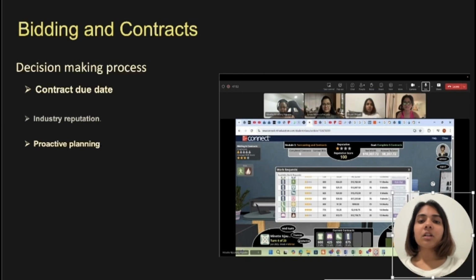Industry reputation, this is the second one. We also assessed the clients themselves. Bidding on contracts from reputable firms not only reduced our payment risk but also improved our standing in the market. Lastly, we have proactive planning. Our market research revealed a shift towards eco friendly solutions, so we proactively focused on this and prioritized contracts that positioned us to take advantage of this emerging trend.